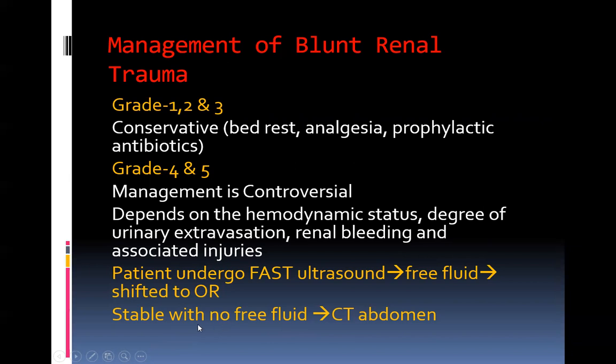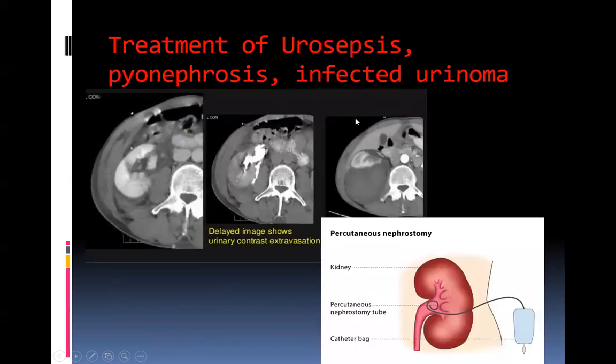And if he's stable with no free fluid, then you can also do a CT scan just to stage the injury to the kidney. So let's see an example now. This is a kidney taking up contrast. And if you look carefully, there is some leakage of the contrast in the excretory phase. So this is going to be what injury? The fourth one, okay? The 4th grade injury.